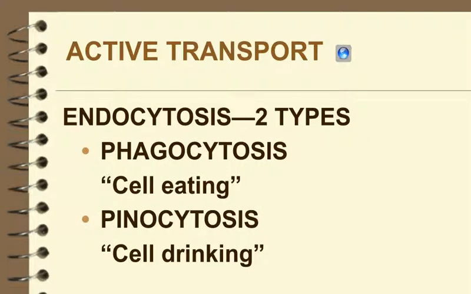Now, for endocytosis, there's a couple of different types of endocytosis. We have phagocytosis. Phage was a word part that means eating. So phagocytosis is literally cell eating. So for phagocytosis, we're going to be taking in solid materials like food.